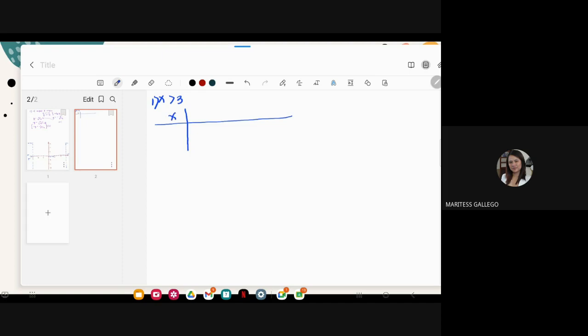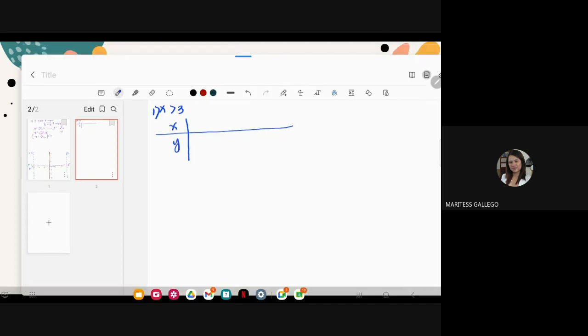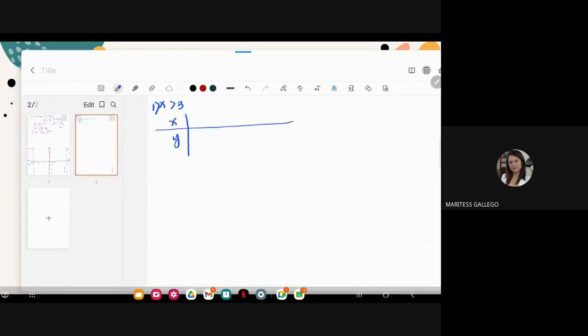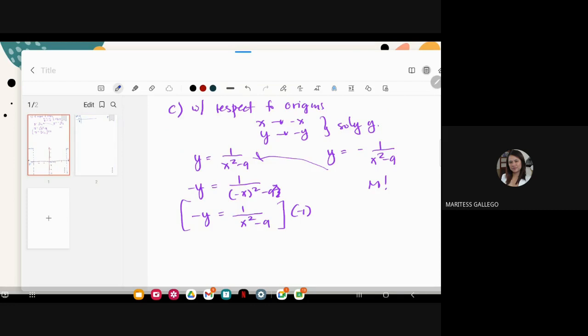So x, and then what happened now to y from our function? Ano yung function natin? Y is equal to... So that is now y is equal to 1 over x squared minus 9. So dyan is a substitute. Okay, so ano yung mga values natin? Pwede tayong mag-decimal kung gusto nyo.